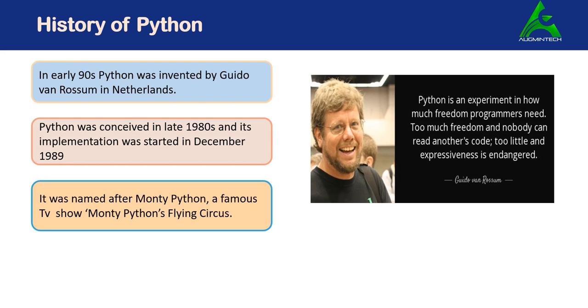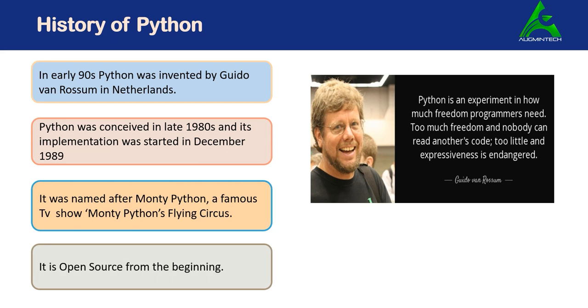It is because this person, Guido van Rossum, was very fond of, or a big fan of, a famous TV show, a British comedy series known as Monty Python's Flying Circus. So the name Python is named after this TV show, Monty Python's Flying Circus.